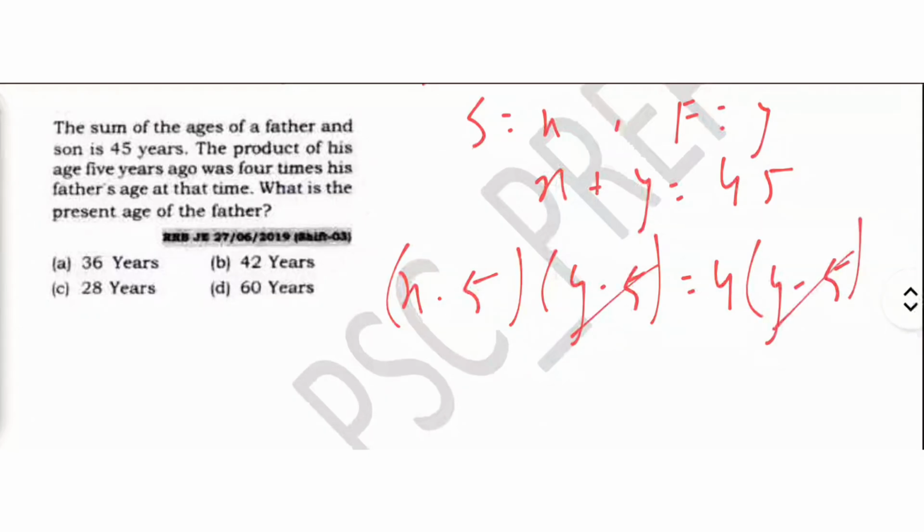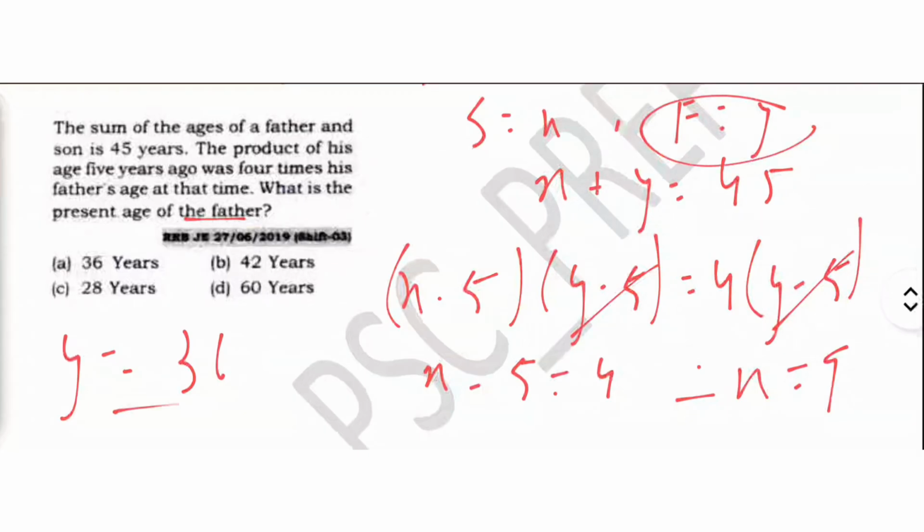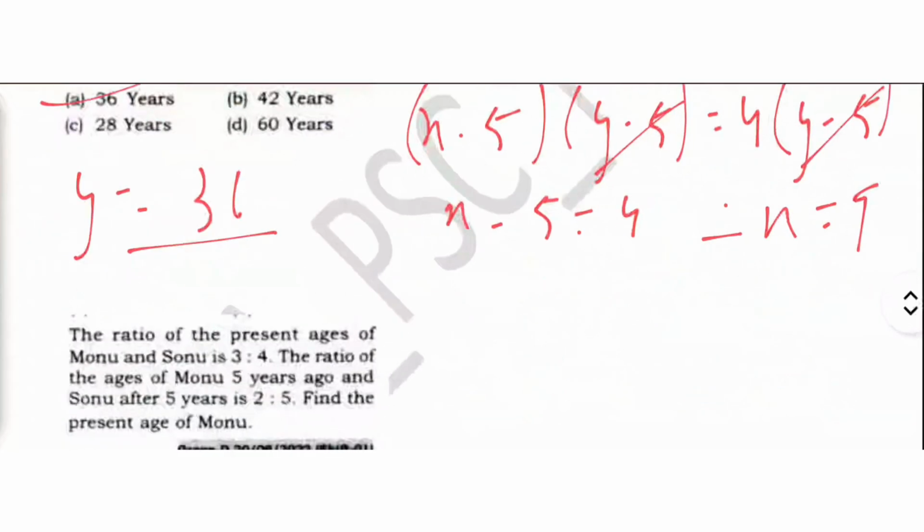So this and this get cancelled. So x minus 5 is 4. Therefore x is how much? 9. If x is 9, then what is y? 45 minus 9, that is 36. So what is the present age of father? Father we have considered as y, and the value of y is 36. So option A.